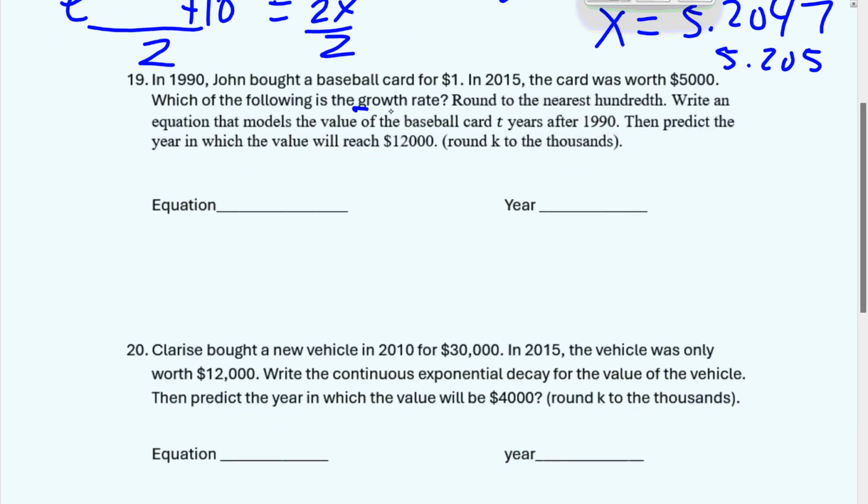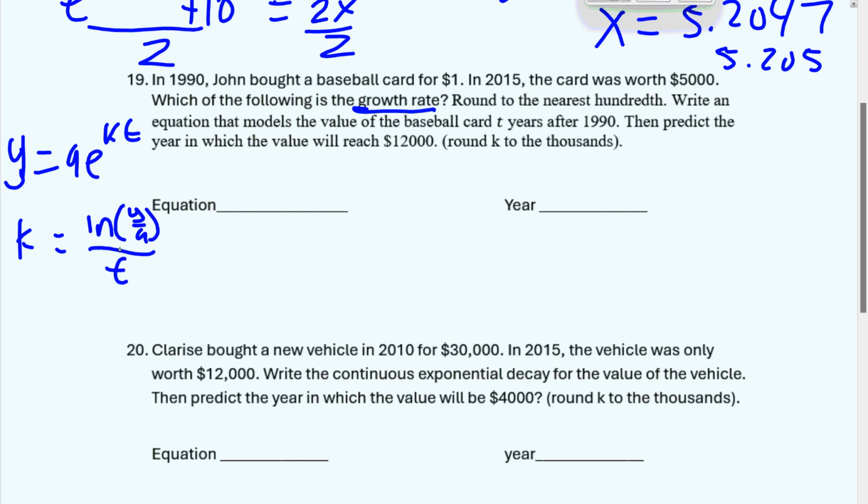Okay, next one. I want to solve for k. I want to find out the growth rate. That's finding k, so I'm really using this. Kind of running out of time here. y equals a e to the kt. So I want to solve for k, so k is equal to ln of y over a, divided by t. So I know in 1990 we got $1, so that'd be the beginning amount, right? And I know in 2015, so that would be 25 years later, the amount is now $5,000, right?